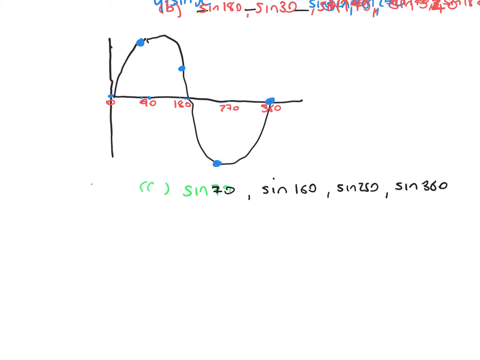Okay, what's the highest one up? The highest one up is this one, and that was the sine 70. Okay, what was the next highest up one? This one, and that was your sine 160. Okay, next highest up one is this one, sine 360, and then finally it was this one, sine 250. So it's ranking them from highest to lowest.